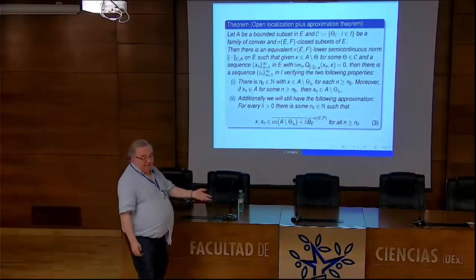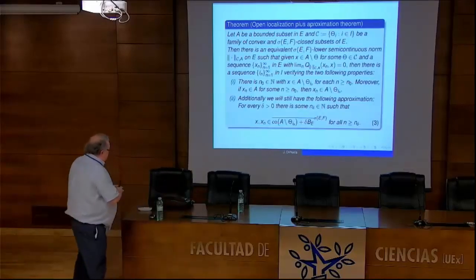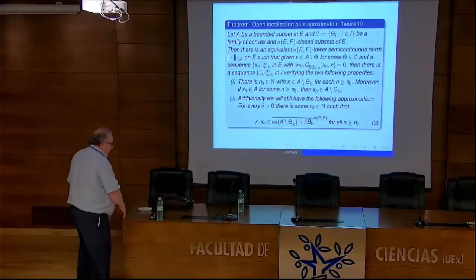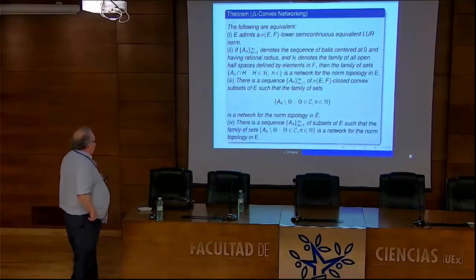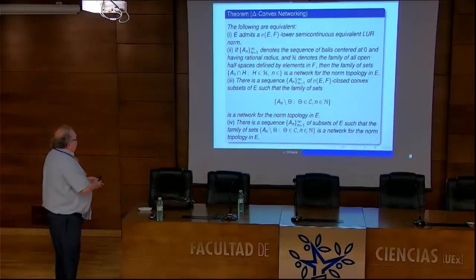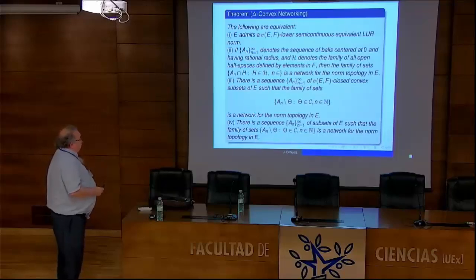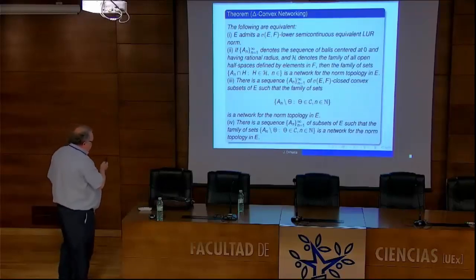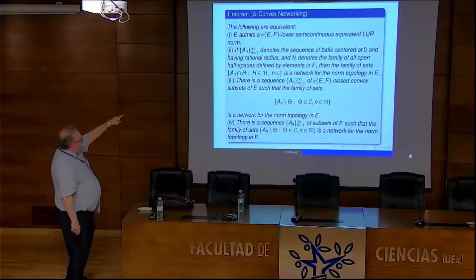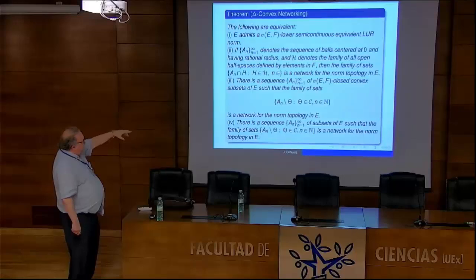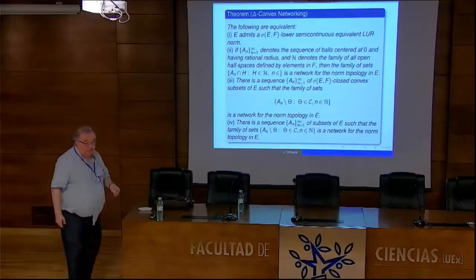Because it's the same. Okay? So, this is the delta. Okay, this is the statement. The following are equivalent. It admits a lower semi-continuous LUR norm. There is a sequence of balls, centers in 0, with rational radius, and H the family of open half spaces. Then the family of the slices of the balls is a network for the norm topology.